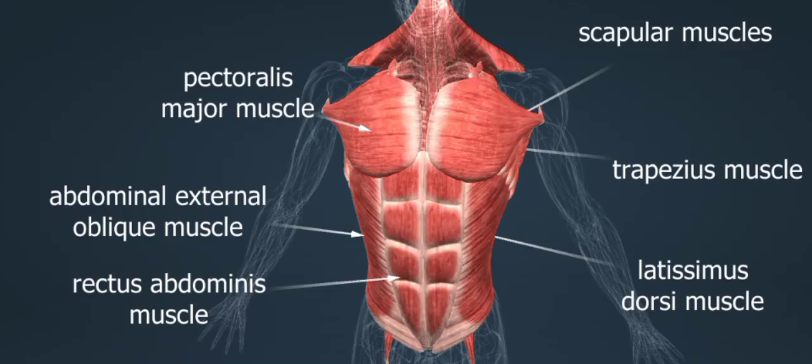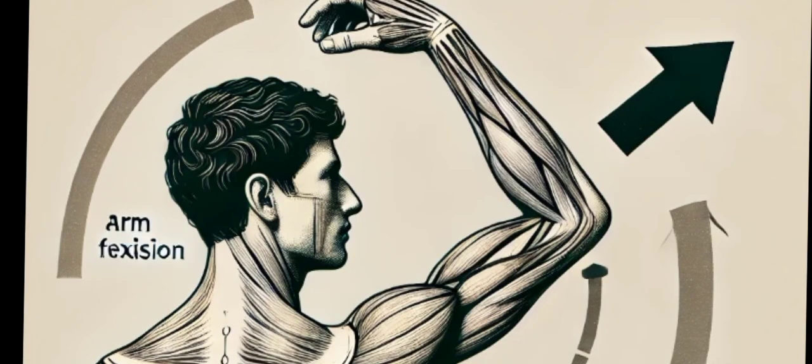The pectoralis major is a large, fan-shaped muscle located on the front of the chest. Its primary functions include, number 1 is, arm flexion. It helps in bringing the arm forward, such as when you raise your arm in front of you or perform movements like throwing.